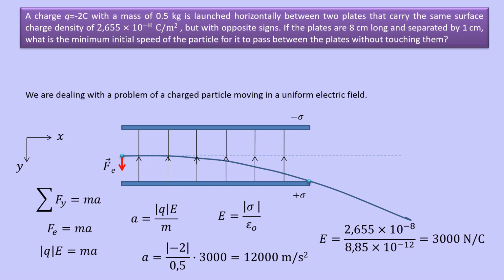Wow, 12,000 meters per second squared. That's huge. That's like, what, over 1,200 times the acceleration of gravity? It's immense. It really highlights how strong electric forces can be, especially compared to gravity at this scale. Particles can be whipped around incredibly quickly. No kidding. Okay, so it's accelerating downwards at this insane rate.